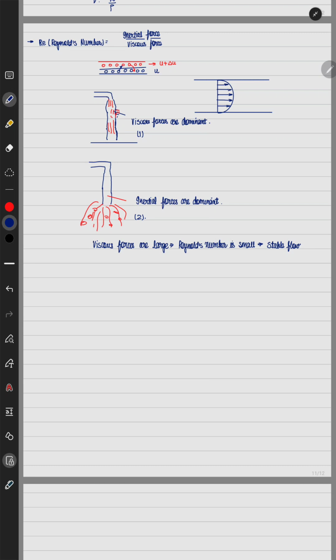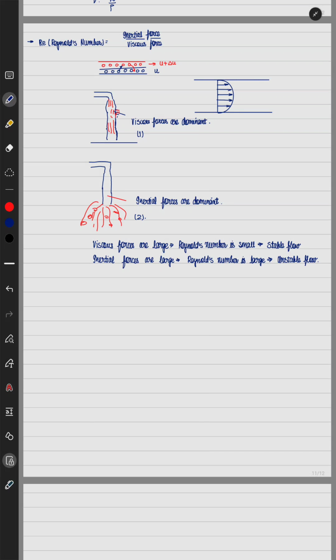And if inertial forces are large, this implies that the Reynolds number is large. This implies unstable flow or chaotic flow. Instability, you will see the disturbances are not dying out, but are continuously increasing.